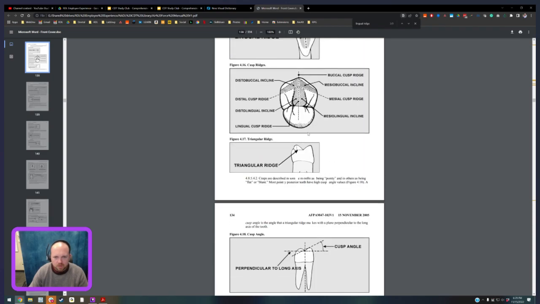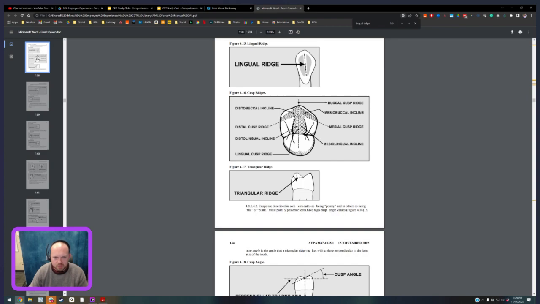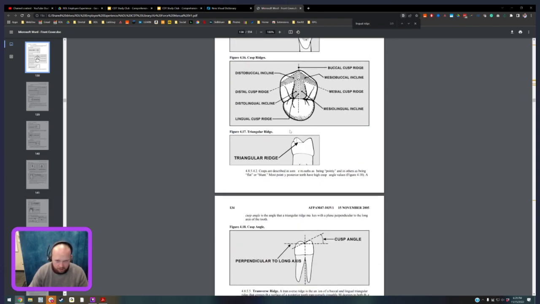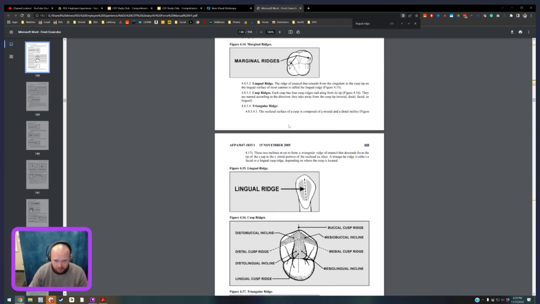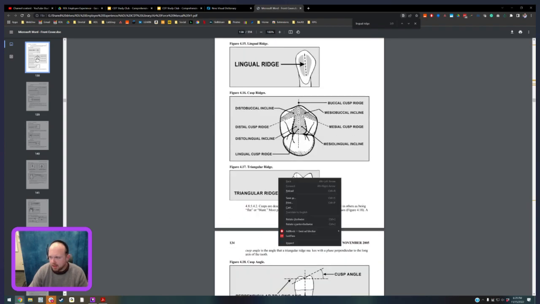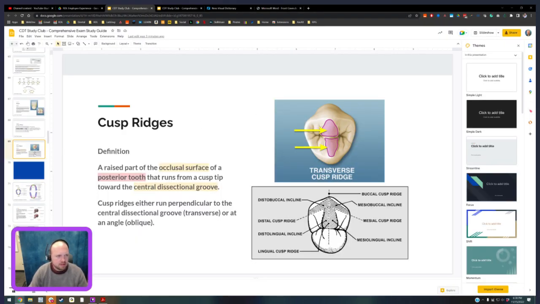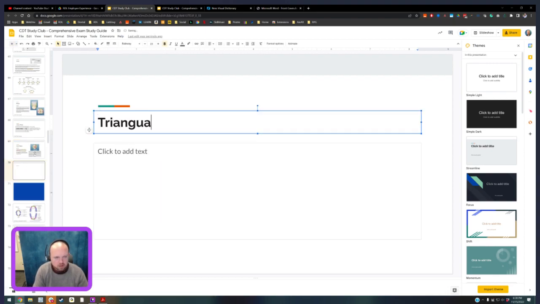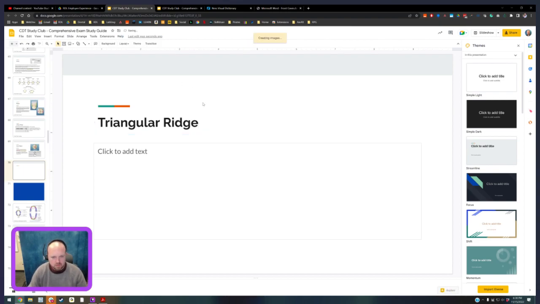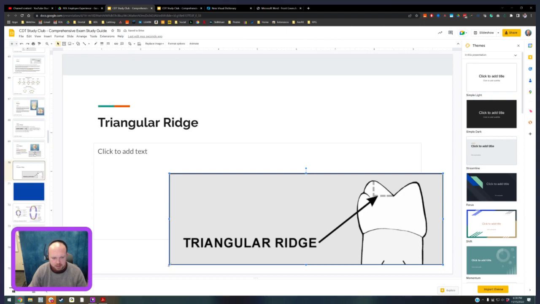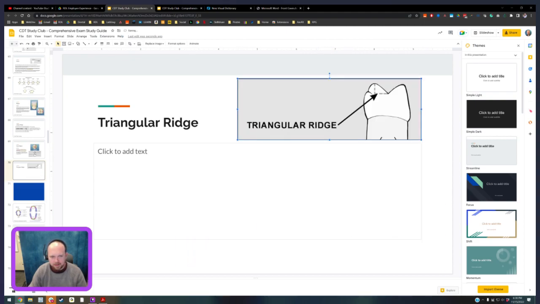So, the last time we were at lingual ridge and cusp ridges, we were trying to learn about ridges. Now we're going to look at triangular ridge. So we'll go ahead and get this image. I've got it on another screen over here, open in Adobe Acrobat, so I can just right click on the image and copy image, and we'll come over to our presentation, and we will go straight into the triangular ridge. So we're going to go after this. So let's do this, and we'll say triangular ridge, Control V, we'll paste our oversized image in, size it down a bit to go up here, and then we'll add some text in.